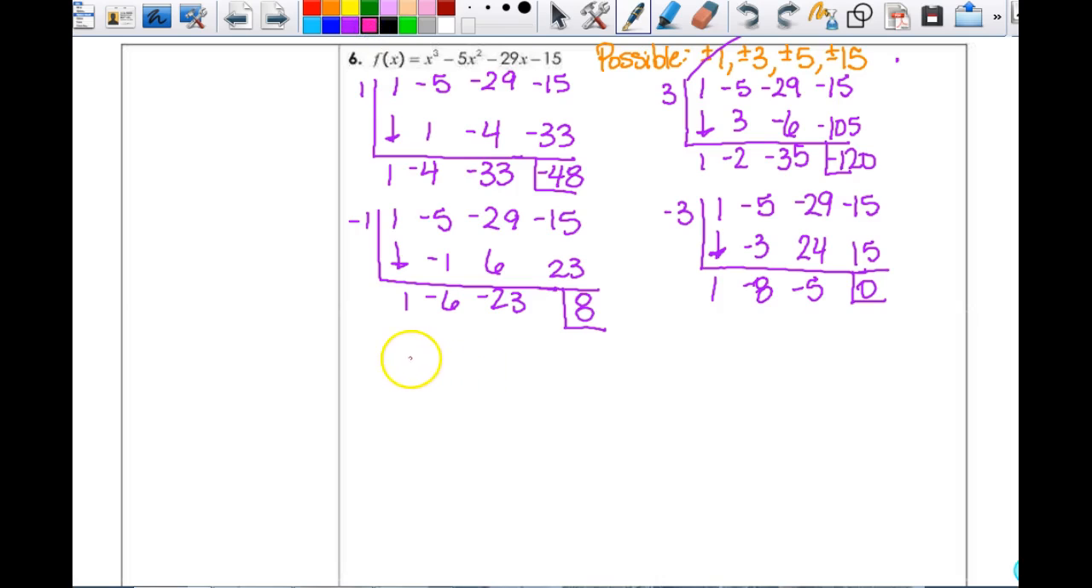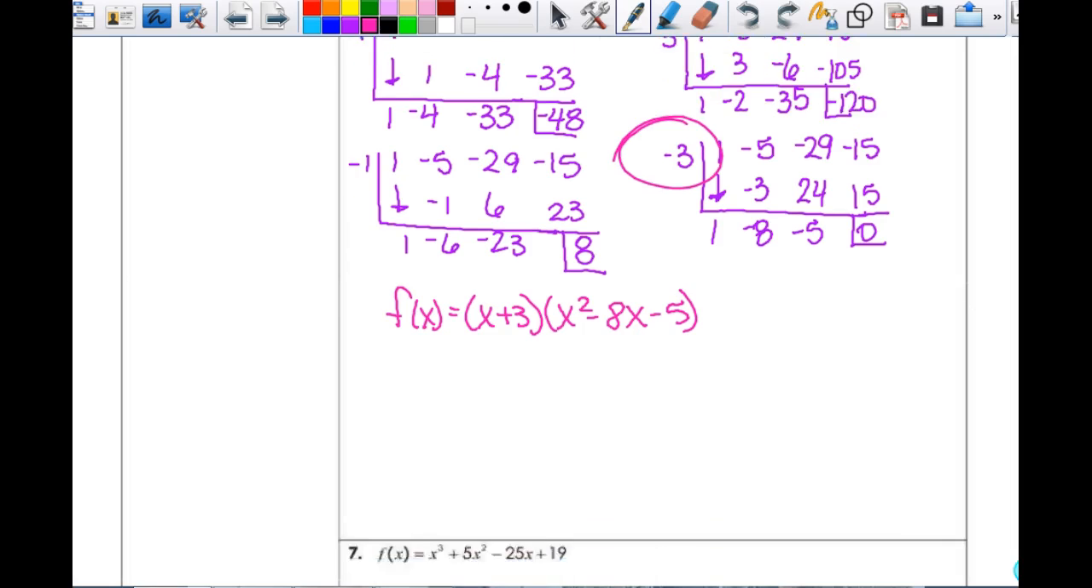This gives me f of x equals, since this is the 0 that works, this gives me x plus 3, and then that leaves me with x squared minus 8x minus 5. All right, so does this right here factor? Can I factor that? No, because my only factors of 5 are 1 and 5, and I can't combine those to give me 8, so I can't factor that, which means, what do?